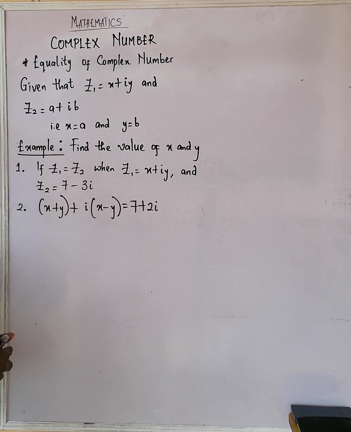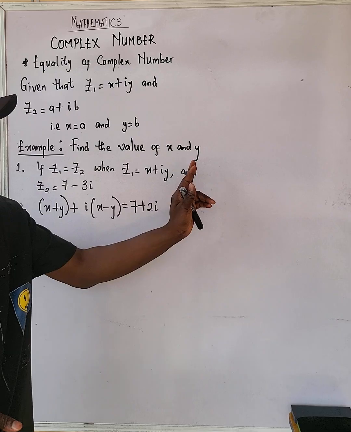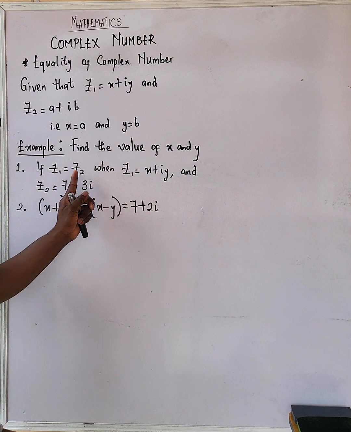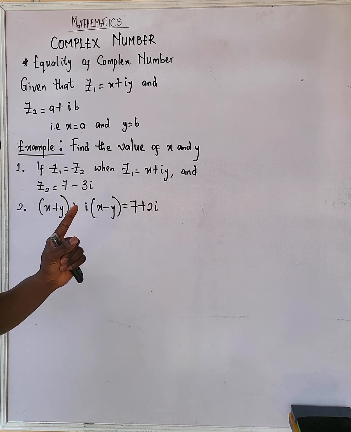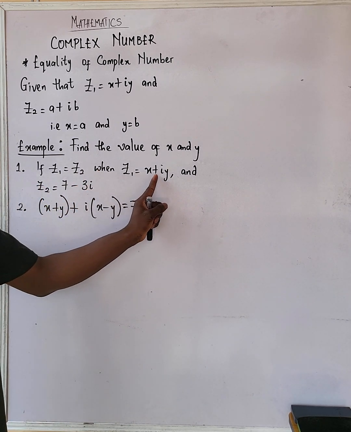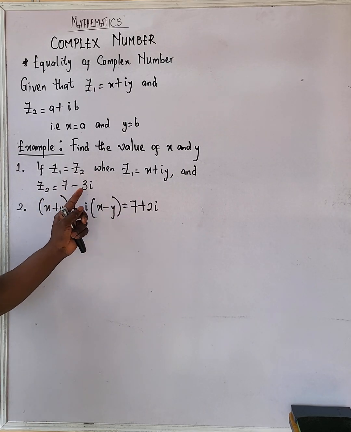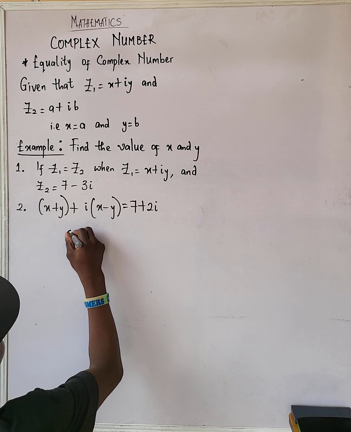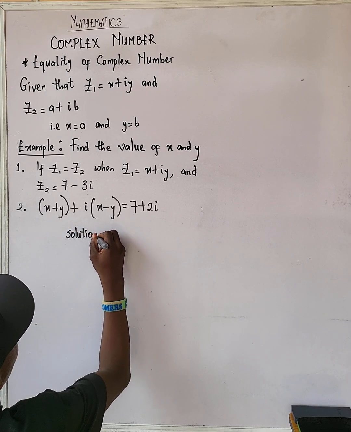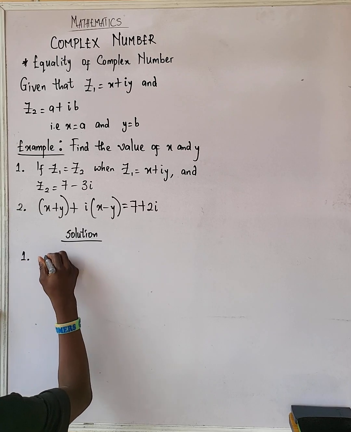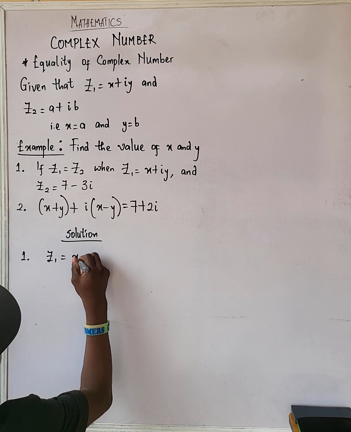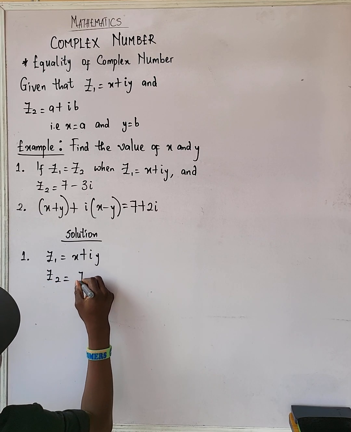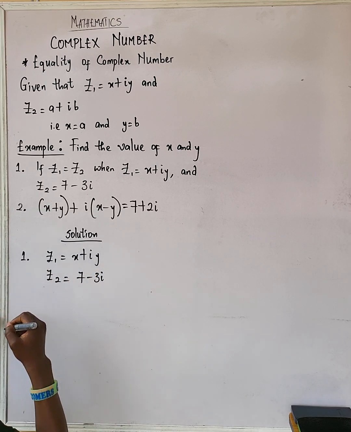Now let's solve these two examples. The question says find the value of x and y. Question 1. If z1 is equal to z2, when z1 is equal to x plus iy and z2 is equal to 7 minus 3i. Now, solution. For question 1, we are given z1 as x plus iy. Then we are given z2 as 7 minus 3i.